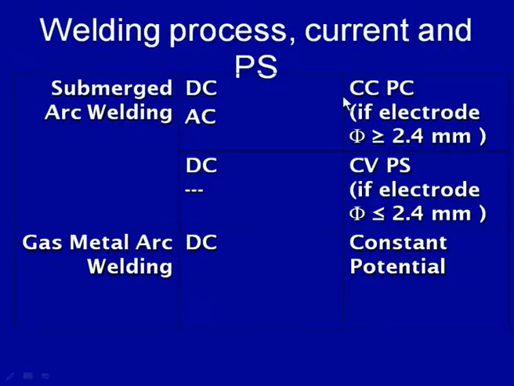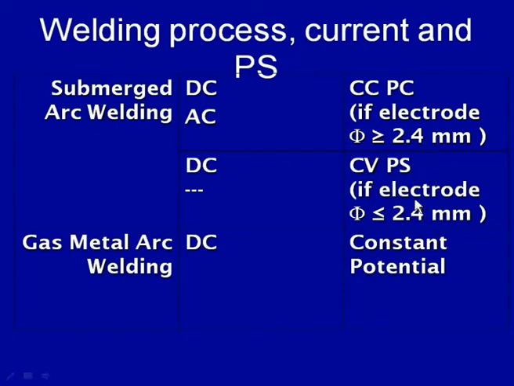Therefore, the constant current type of power source is used, so that the heat remains largely constant due to the constancy in current when a large diameter electrode is used. To take advantage of the self regulating arc, to maintain the arc length in submerged arc welding processes, DC is used, especially when the diameter of the electrode is less than 2.4 mm.